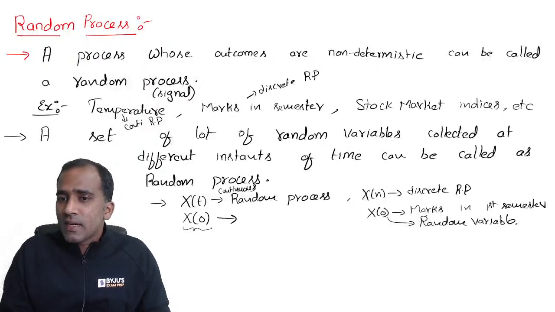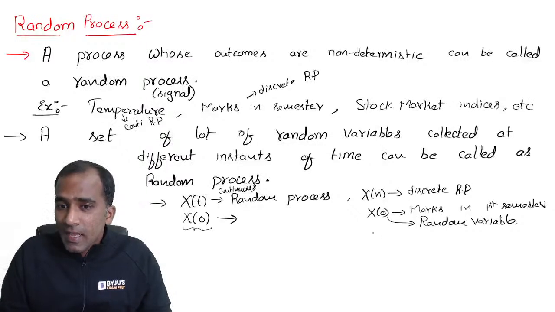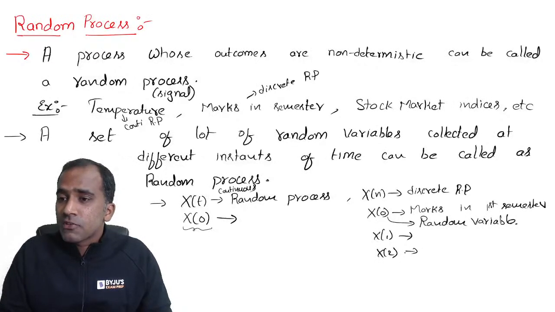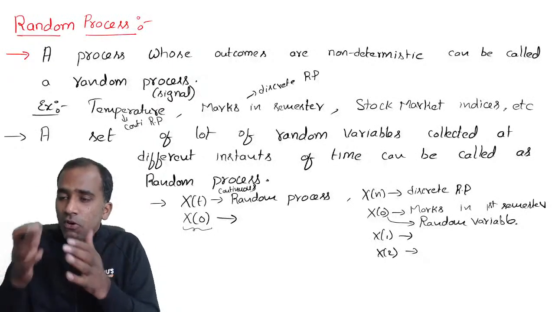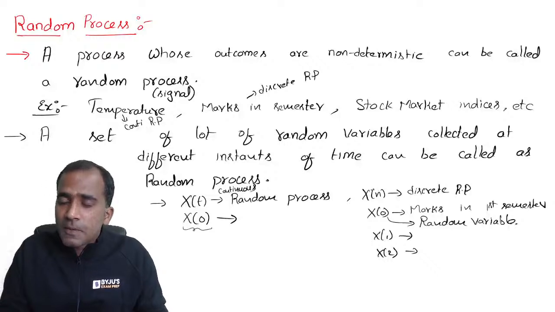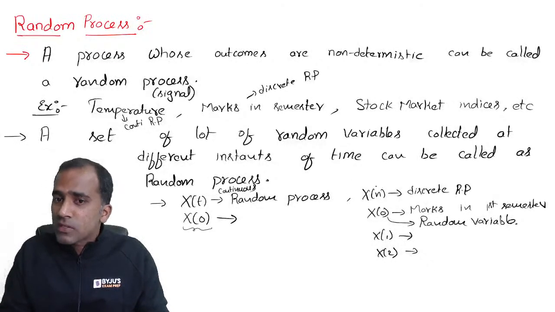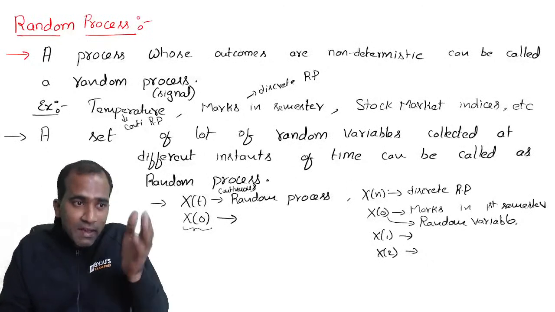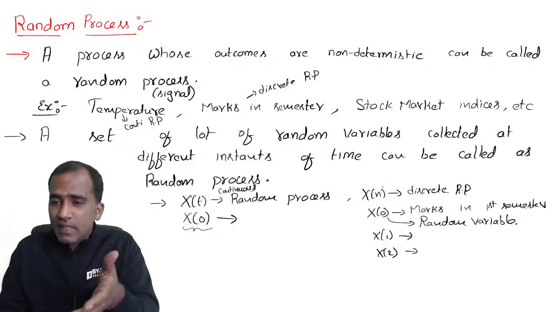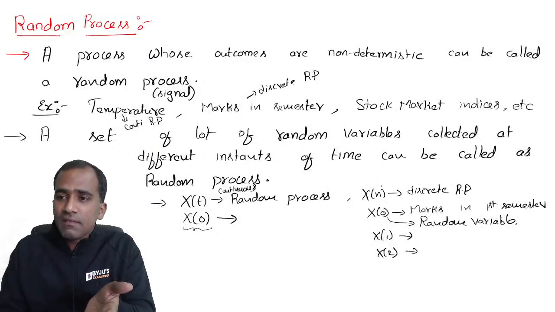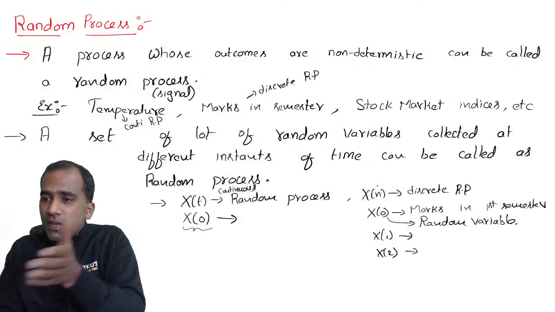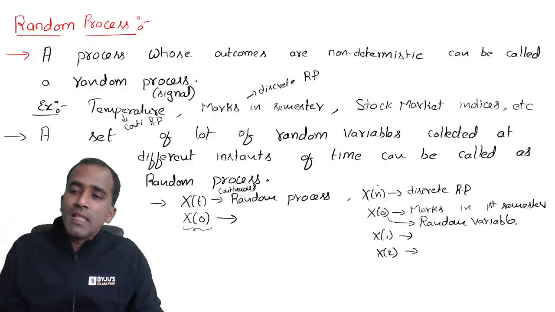So x of 0 is a random variable, whereas x of n is a random process, because x of n has x of 0 in it, x of 1 also in it, x of 2 also in it, and x of 3, x of 4, x of 5, a lot of random variables together. All of them together we are calling x of n. Inside this random process x of n, at 0 seconds we have one random variable, at 1 second we have another random variable, at 2 seconds we have another random variable, at every point of time we have one random variable in the random process.